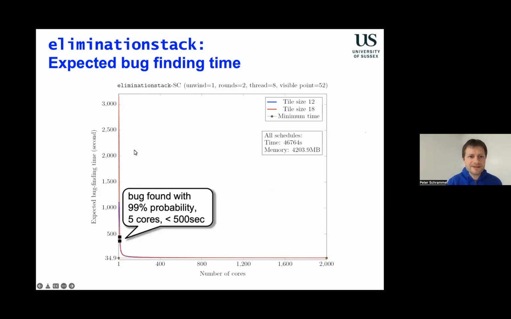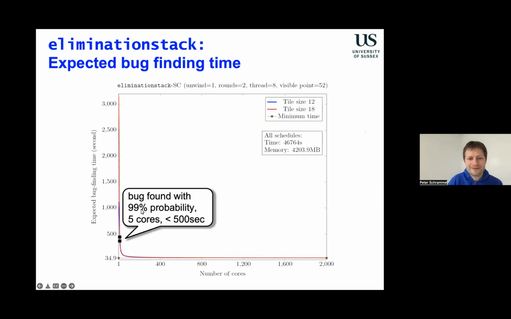So this graph shows you now the relationship between the number of instances, P theta, or the number of parallel instances that you have to execute, versus the bug finding time, so essentially the wall time for finding the bug. And so we did this estimation here.